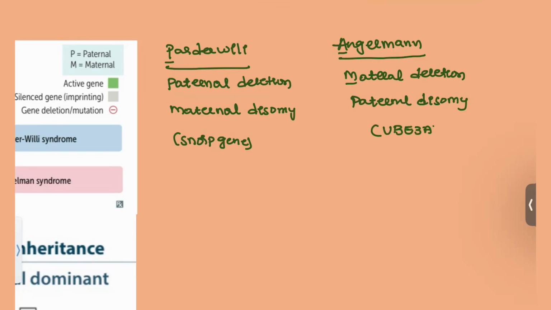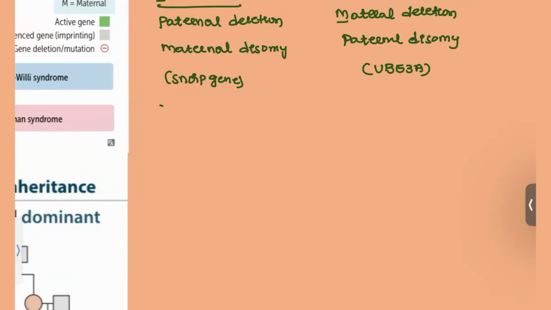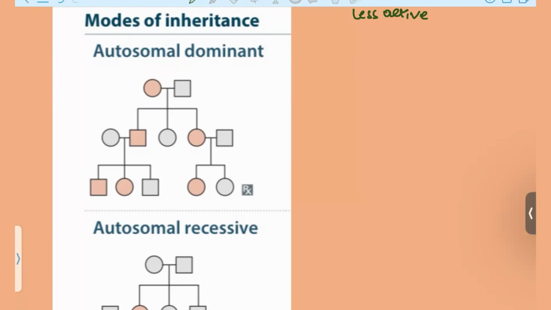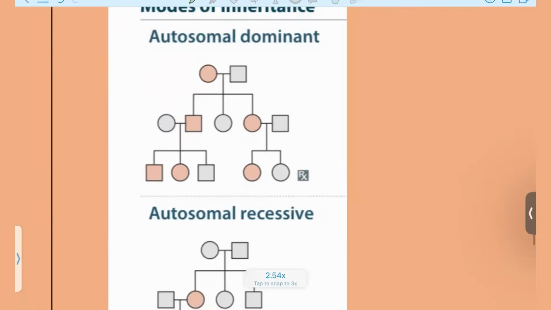The UBE3A gene is involved. What are the symptoms of these patients? Both are associated with mental retardation. Along with that, hyperphagia, obesity, and less activeness are present in patients with Prader-Willi. In patients with Angelman, there are always smiley faces, mental retardation, and bone diseases. Let's see the modes of inheritance in Mendelian disorders.